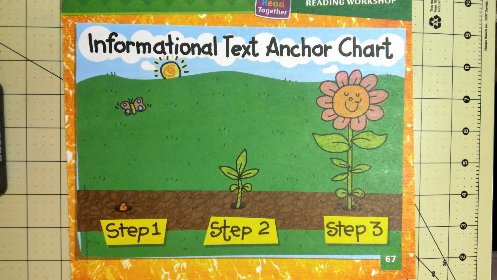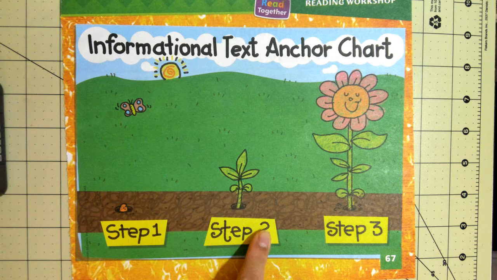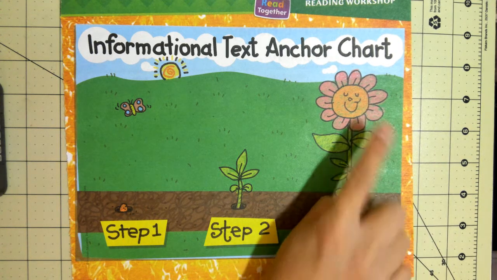Alright, boys and girls, this week we're going to be reading an informational text. This informational text is going to tell us the steps of how something happens. So, for example, we have steps for how a plant grows. It's a seed, it grows a stem and leaves, and it's a little plant, and then finally it gets bigger and it has a flower.